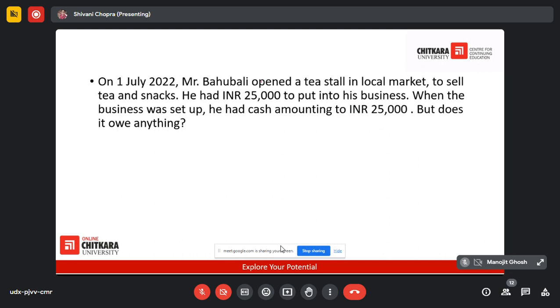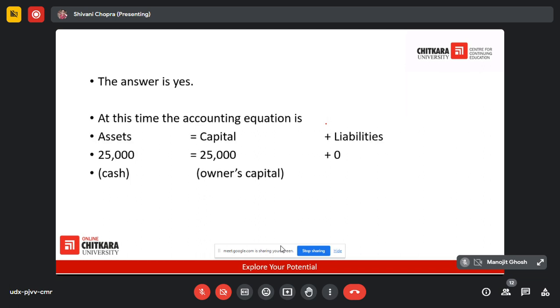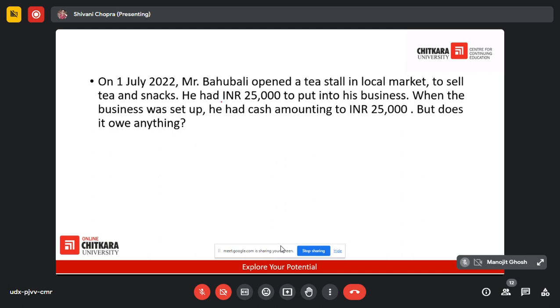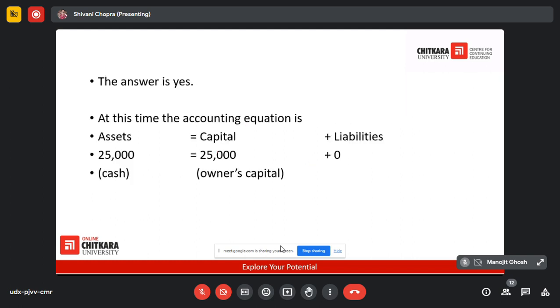So now let's take up an example. On 1st July 2022, Mr. Bahubali opened a tea stall in a local market to sell teas and snacks. When the business was set up, he had cash amounting to 25,000. Does the business owe anything? What is your answer to this? I'll leave this to you. Answer is yes. What would be the accounting equation for that? Assets is 25,000 because he has cash. Okay, this is the amount of cash. Liability, the one he gave to the business, that is 25,000. He was not having anything else. He could have bought something, but this is the first basic accounting information.